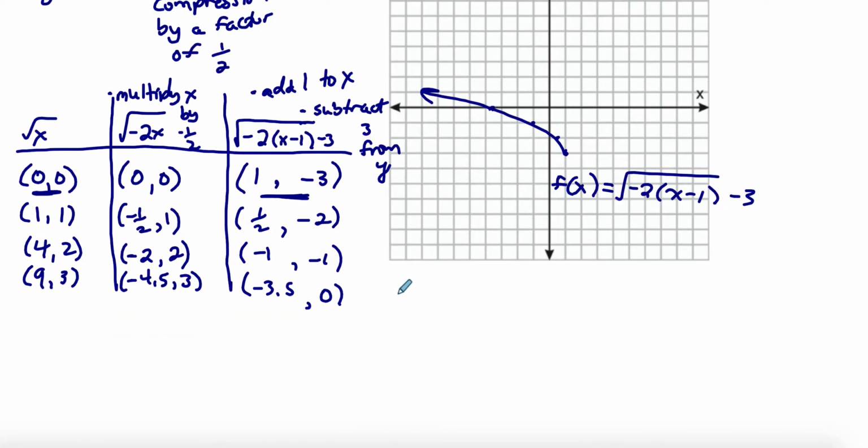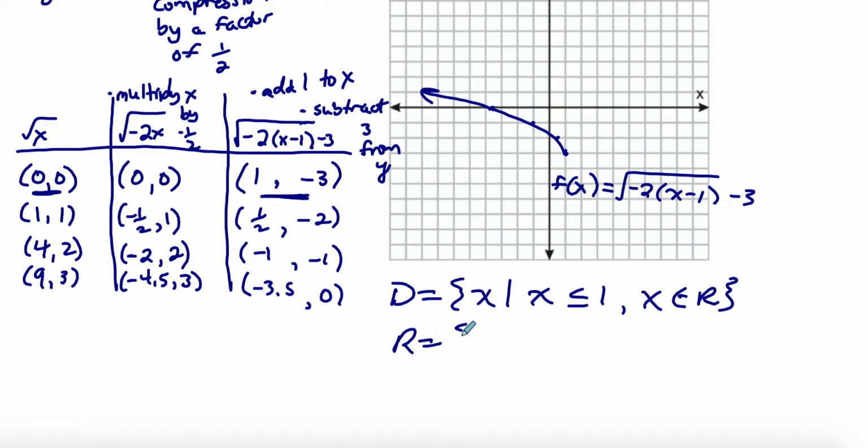And then our domain for this function is the set of x such that x is anything less than, because it's going to the left, less than or equal to 1, and x is an element of all real numbers. And the range for this one is different finally. We're down at -3. Vertically, the lowest point is -3, and it's only going to go up from there. So y such that y is greater than or equal to -3, and y is an element of all real numbers.